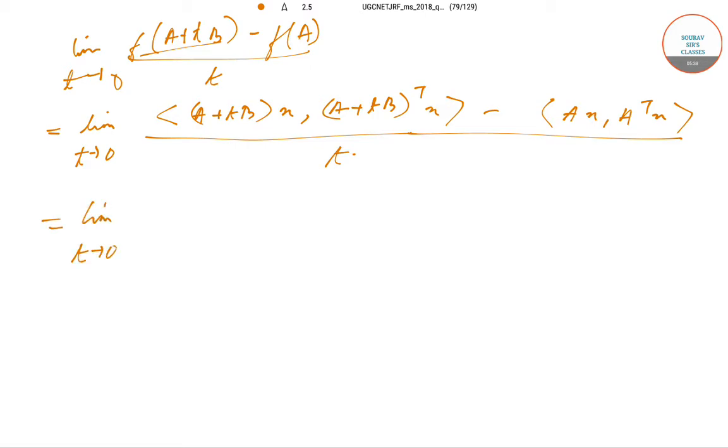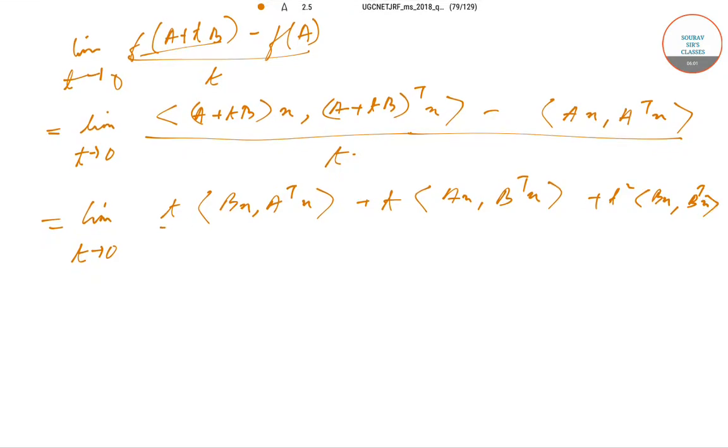And this will come down to limit t tends to 0 of t into inner product of bx comma a transpose x plus t into inner product ax comma b transpose of x plus t square into inner product bx comma b transpose of x.